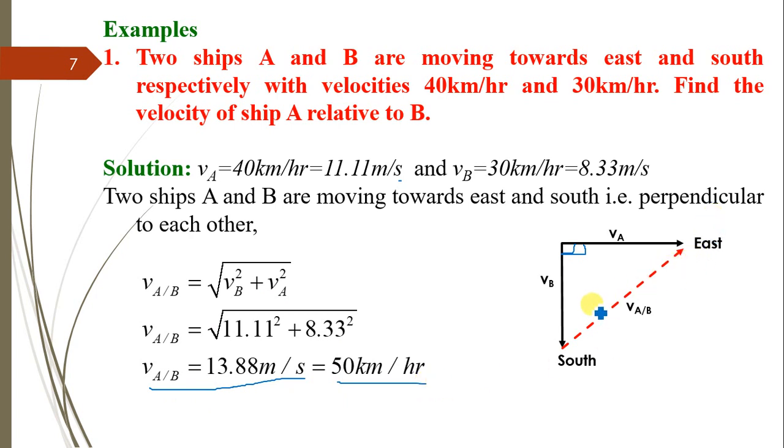So this is the relative velocity of A to B, that is A with respect to B. In this way we can determine the relative velocity of A to B, or A and B are moving relatively at a speed of 50 km per hour with respect to each other.